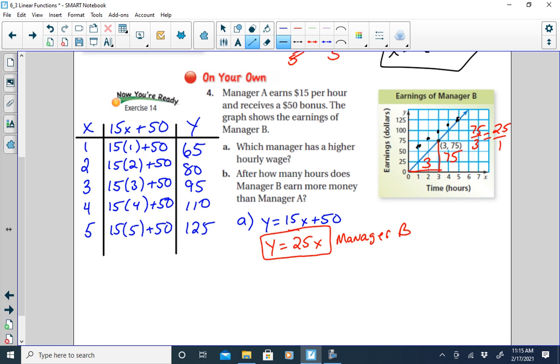If we graph that line, it should go through 50. We graph that data, we see our $50 bonus for 0 hours for Manager A. And we see an intersection point right here. So for part B, after how many hours does Manager B earn more money? It's going to be after 5 hours. And we see it graphically here.